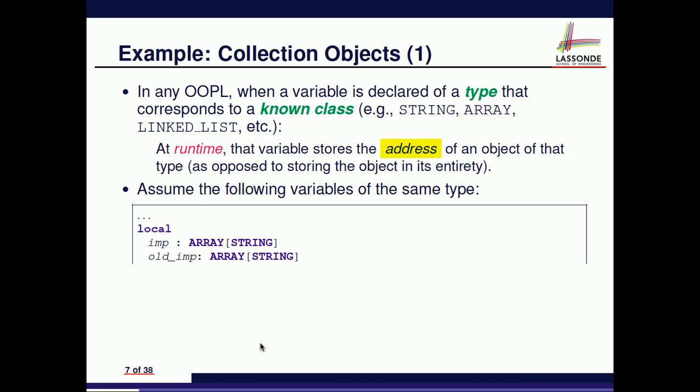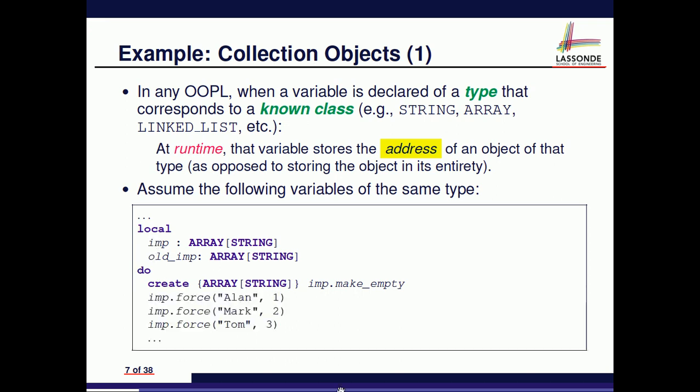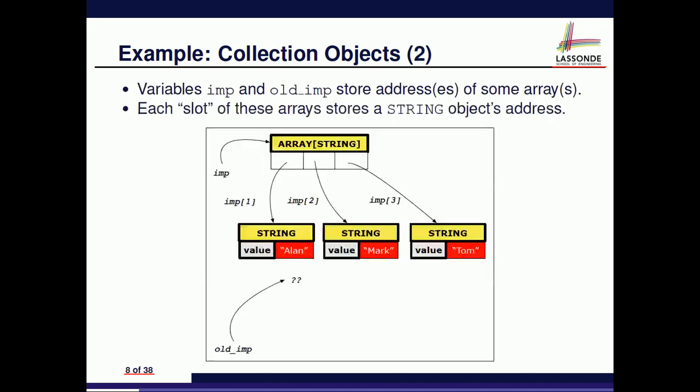Okay, now let's look at this. Let's assume we have two local variables, imp and old imp. Imp is the new version. Old imp is the old version. That's why I chose the names. They are both arrays of string. I'm going to show you a diagram first. We simply create an empty array for the imp, and then we force the Alan, Mark, and Tom, just a 3-element array. Very easy. So what you will get is something like this.